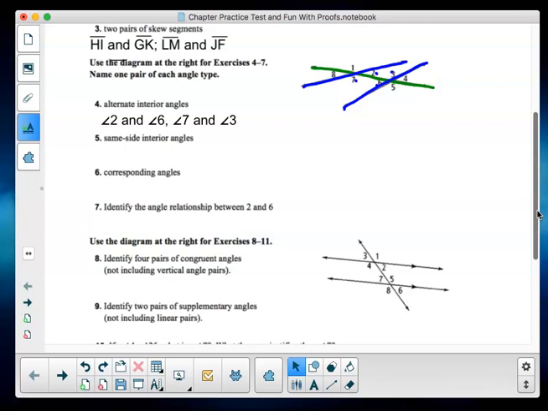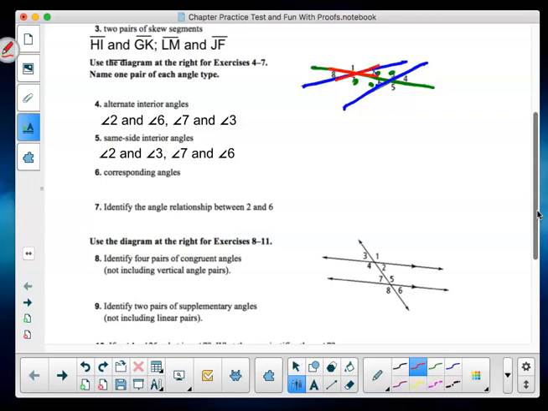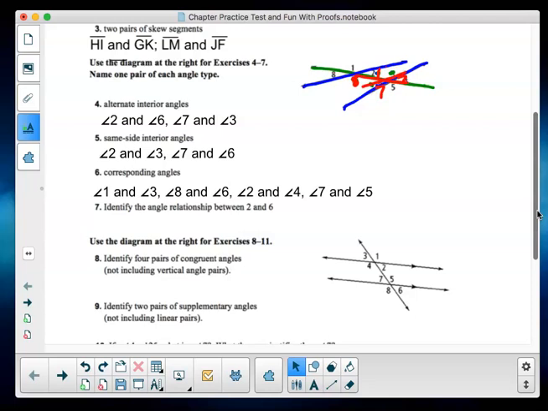Same side interiors. My same side interiors are angle 7 and angle 6, and angle 2 and angle 3. They're on the same side of the transversal and inside the two lines that the transversal crosses. So angle 2 and angle 3 and angle 7 and angle 6. Corresponding angles. Now when I'm looking at corresponding angles, I'm going to use red here. If I just think about lifting up this intersection and bringing it over to this other intersection, 8 corresponds with 6, 1 corresponds with 3, 2 corresponds with 4, and 7 corresponds with 5. Those are my corresponding angles.